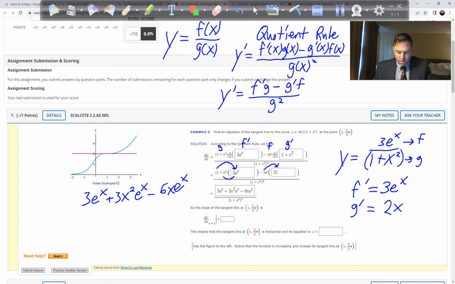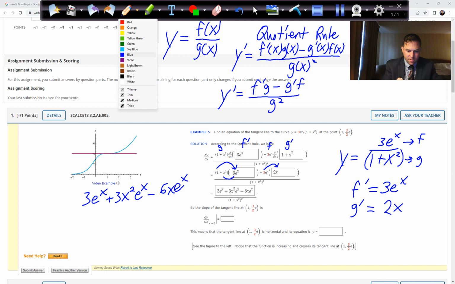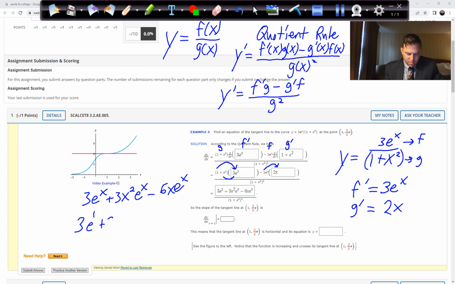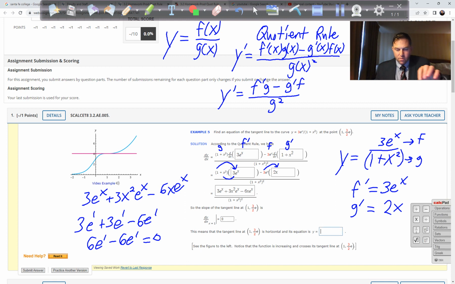So if we plug in 1 into this, it would be 3e^1 plus 3e^1 minus 6e^1. So you get 3e^1 plus 3e^1 is 6e^1, minus 6e^1, which is 0. So that whole thing simplifies to 0. This means that the tangent line at (1, 3/2 e) is horizontal, and its equation is y equal to 0.